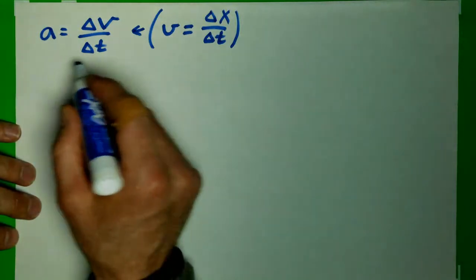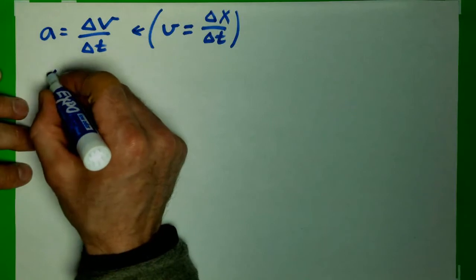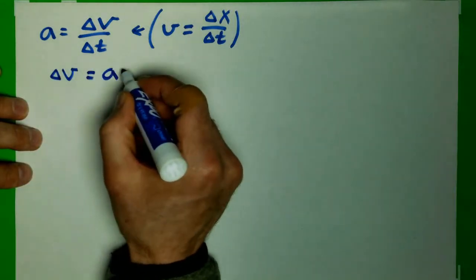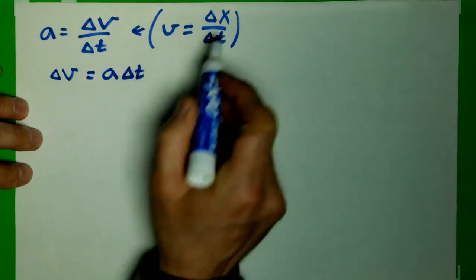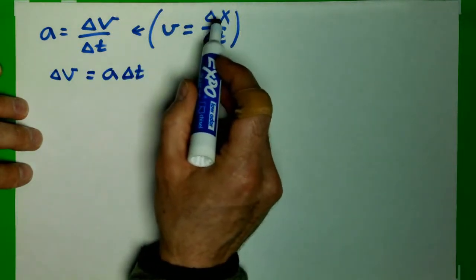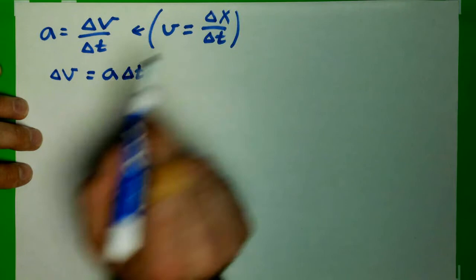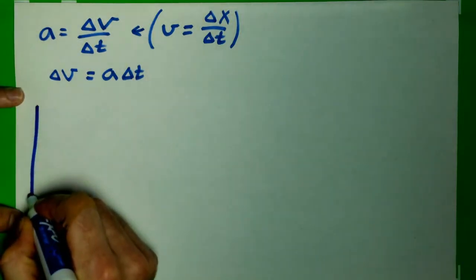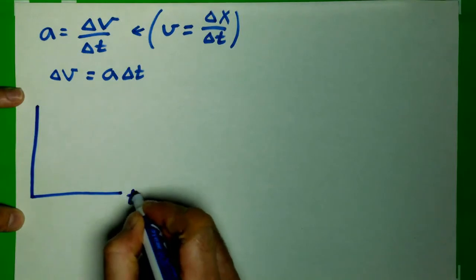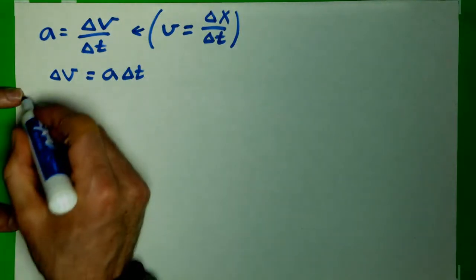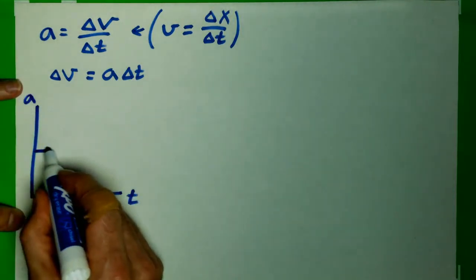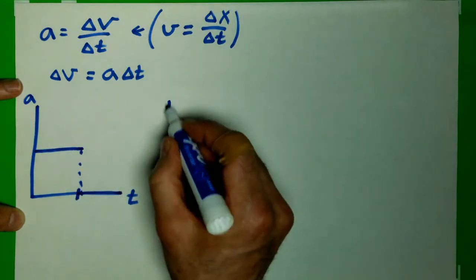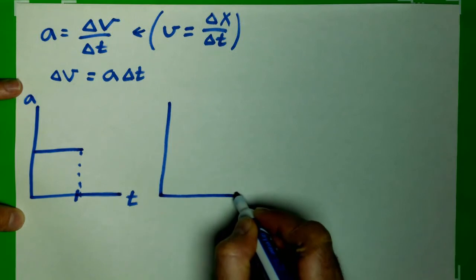For example, I can only find the change in velocity if I know my acceleration and the time, just like I could only find the change in position if I knew my velocity and change in time. Well, we can then take that knowledge and go graphically and think about how the acceleration versus time graph would indicate the position versus time graph.